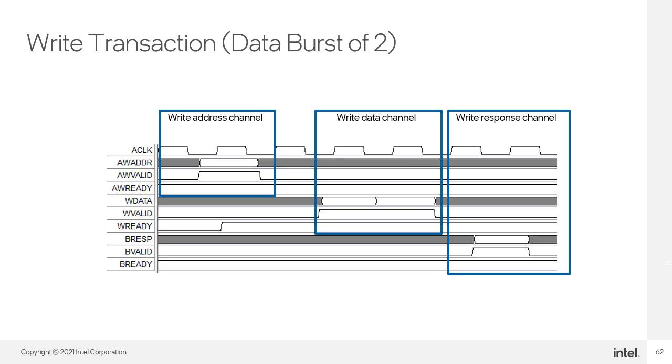Finally, the agent responds back to the host on the write response channel using the bResponse and bValid signals. bReady is already asserted by the host, so the response is immediately accepted.